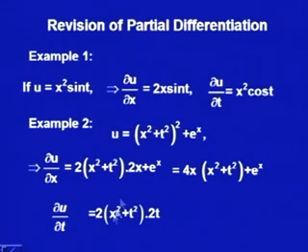Then del u over del t would be 2 times x square plus t square as a whole, and then the derivative of this function would be only 2t because x has been treated as a constant, and since it is a constant, its derivative does not occur here. So, we get 4t times x square plus t square. Now, here we have used the chain rule of the ordinary derivatives.